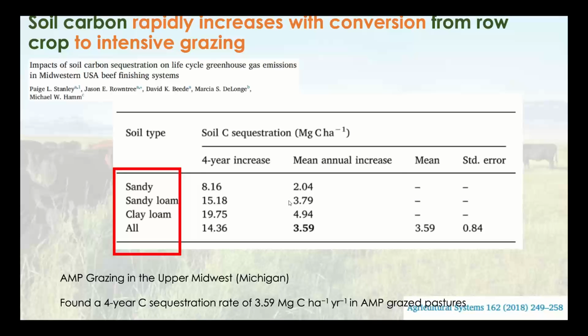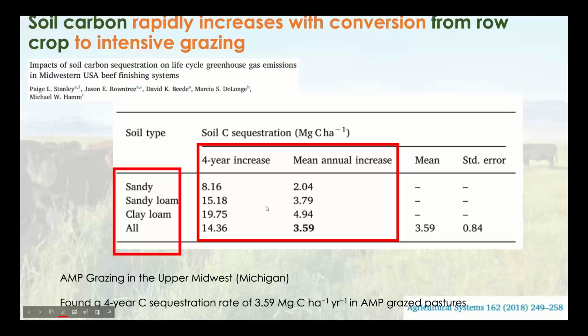So this is another study that looked at adaptive multi-paddock grazing in the upper Midwest. So this was in Michigan and across several different soil types, with beef cattle. The implementation of these practices in this area also contributed to enhanced carbon sequestration rates. On average, 3.59 megagrams of carbon per hectare was an annual increase over 4 years.